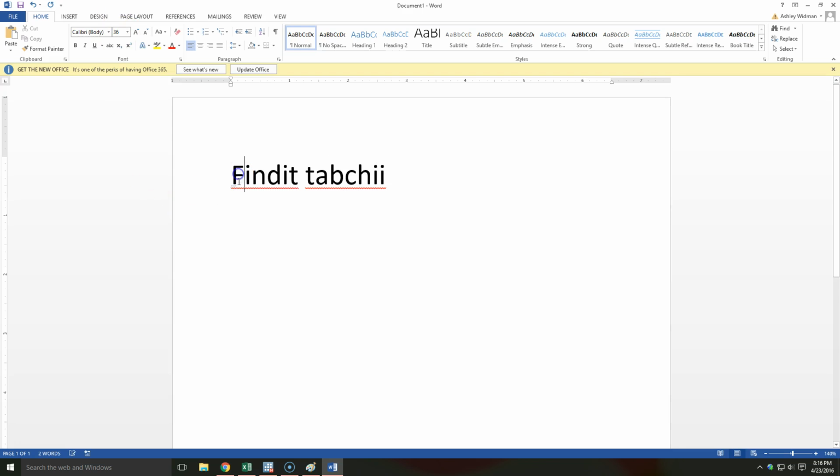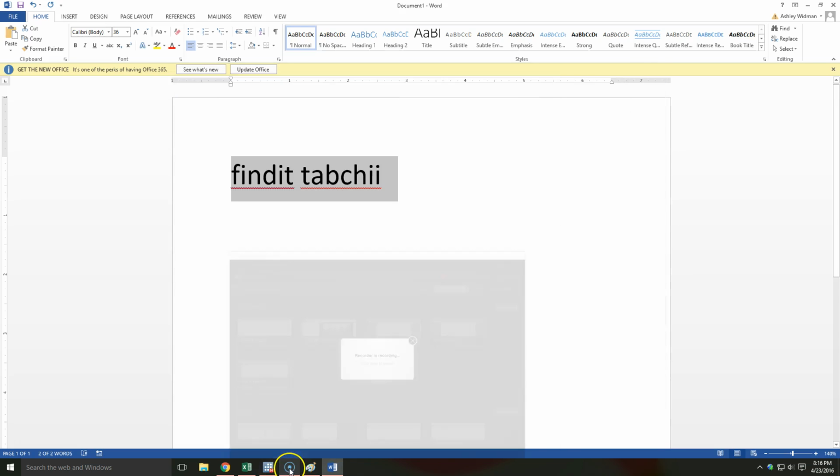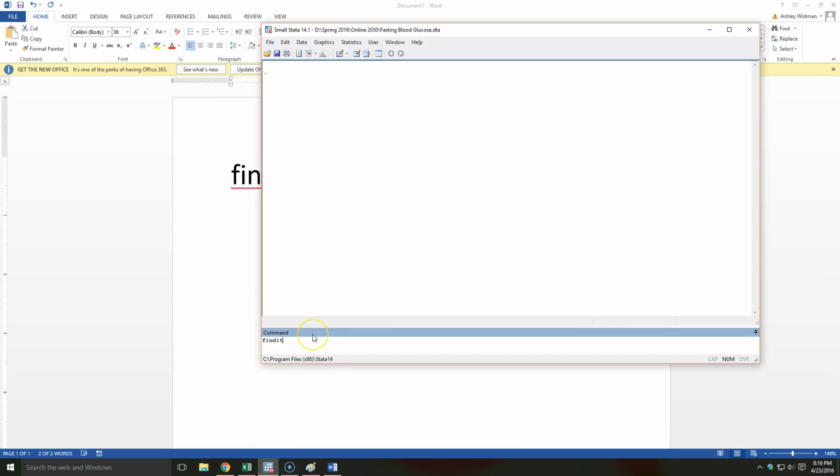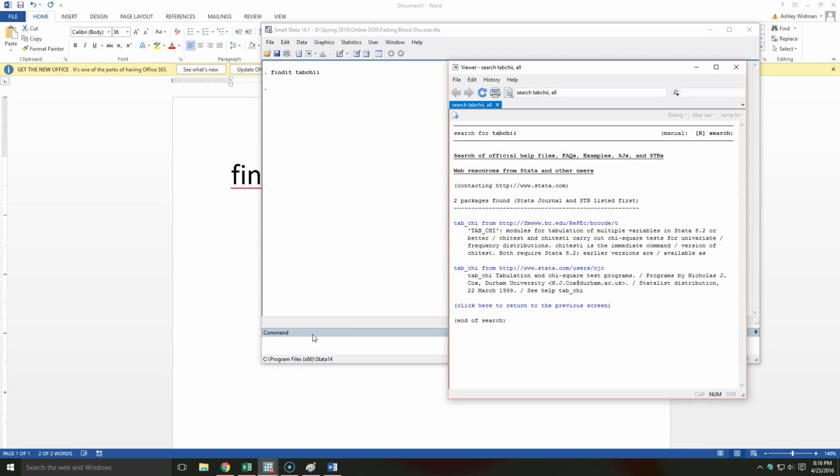Now notice when I type this in Word, it automatically did a capitalization. You cannot have a capitalization here. It's very, very picky because it's basically working the way a programming language does. So tabchi is what you want to have it find, and you only need to do this one time. So findit tabchi, and then it has a pop-up window come open. So the first link is the one that you want to click on.